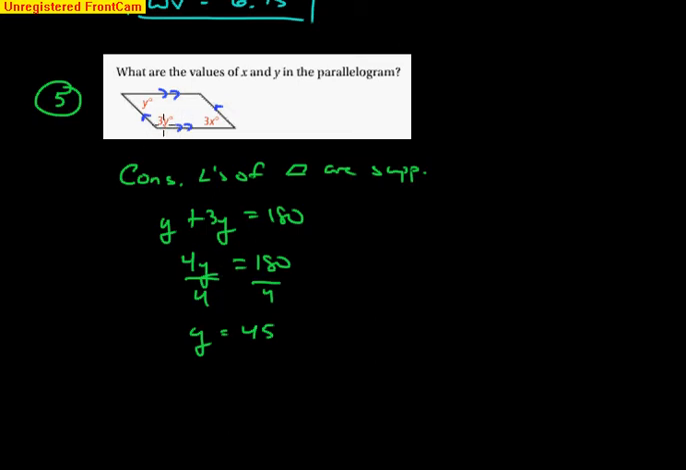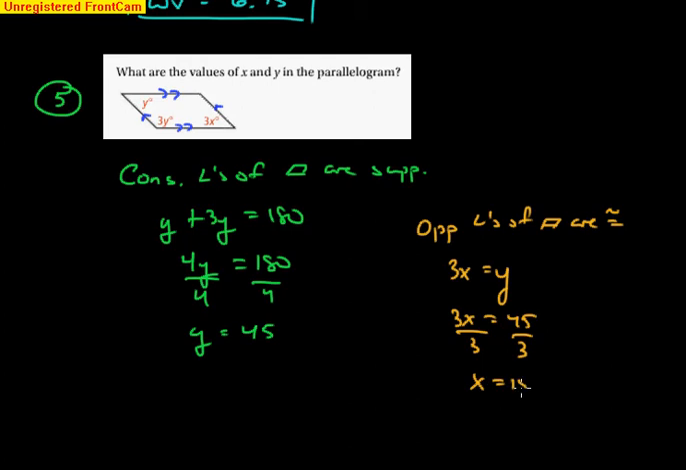So now we have options here. We could use that same idea again with 3x and then this angle of 3y. Or we could use a second idea, which is what I'm going to do. Opposite angles of a parallelogram are congruent. To set up the equation, 3x equals y. Okay, going across. Well, I know what y is. It's 45. So divide by 3. There's x. And there's the value of y, 45.